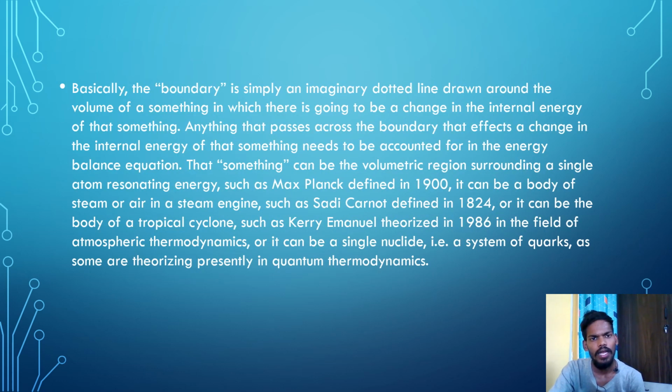Basically, the boundary is simply an imaginary dotted line drawn around the volume of something in which there is going to be a change in the internal energy of that something. Anything that passes across the boundary that affects a change in the internal energy of that something needs to be accounted for in the energy balance equation.